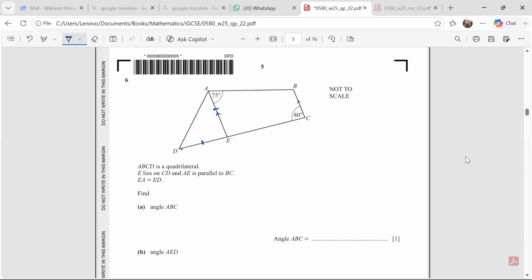Since this is parallel to this one, this angle is 80. This must be 80 as well. Make sense? If this is 80, then this should be 100, because the sum has to be 180 degrees on a straight line. Now in triangle ADE, since this side is equal to this side, this angle must be equal to this angle. All three angles of a triangle sum to 180 degrees. So out of 180, this is 80, so these two have to sum up to 100. So they must be 50 and 50. Make sense?